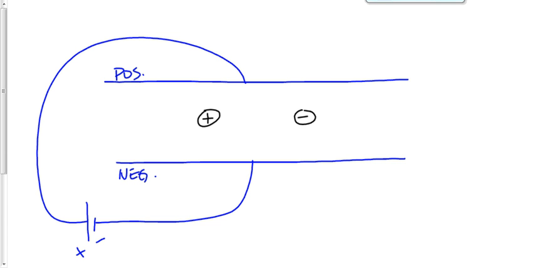The positive particle will experience two forces. Which two forces are they? Which two forces does the positive particle experience here? Yep. Good. The gravitational force and the electric force.